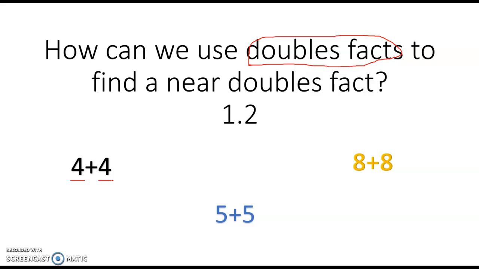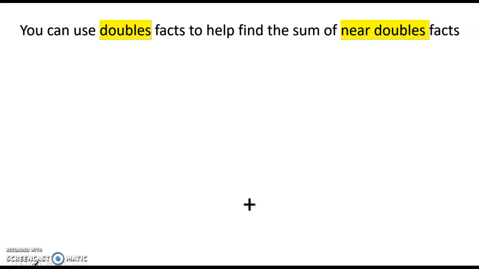So we're using doubles facts to find near doubles facts. Now I'm going to show you in this lesson what a near doubles fact is. So we can use doubles facts to help find the sum of near doubles facts. Remember, a sum is the answer to an addition problem. And again, your doubles facts are when both addends are the same. So 4 plus 4 is a doubles fact, 5 plus 5 is a doubles fact.